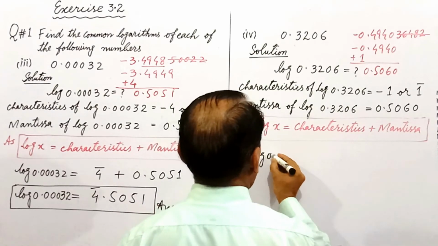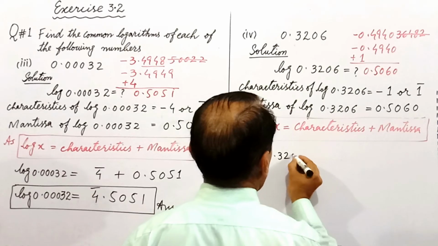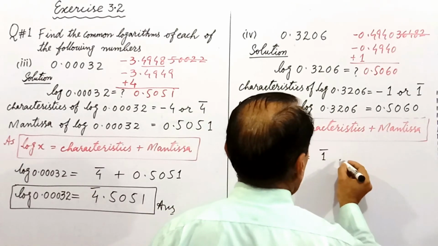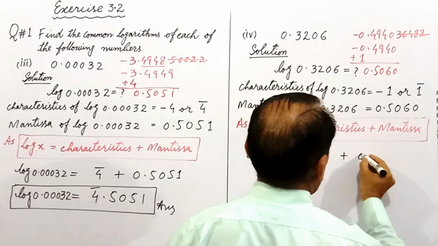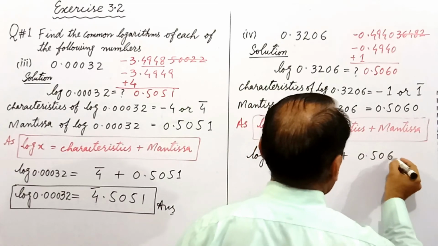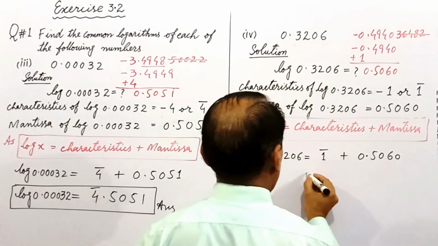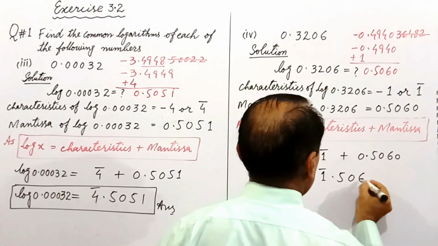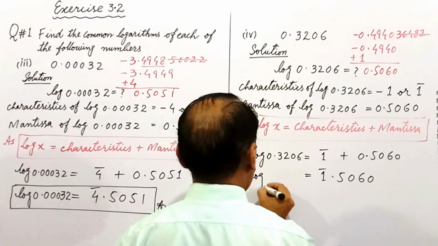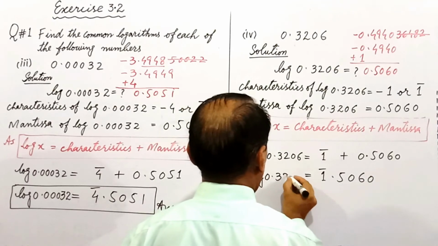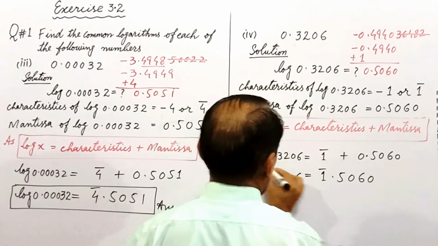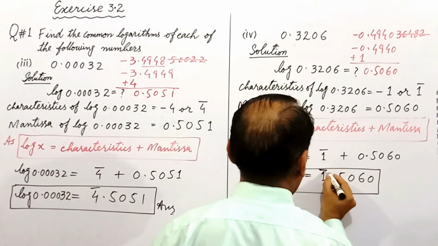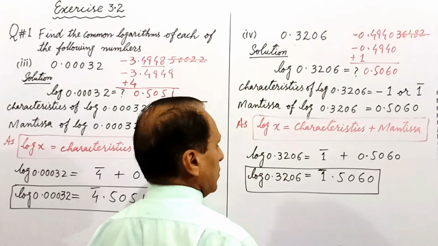Now we replace the values: log 0.3206 is equal to the characteristic 1 bar plus the mantissa 0.5060. We have the value of log 0.3206 as 1 bar 0.5060, similar to the value we find by using log tables.